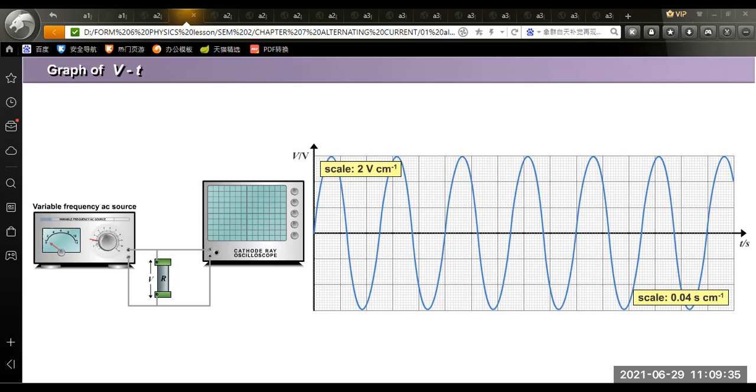Okay, let's wait for a while. The computer is loading again.